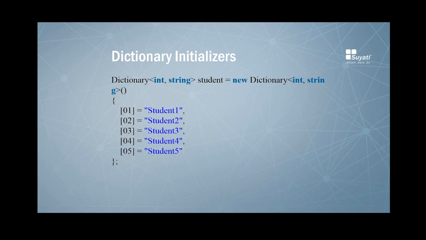The Microsoft compiler team decided to change this and make it more readable with the following format. This new format will only save a few keystrokes, but it is much easier to read. Here in this example, we can see I am assigning the strings student 1, student 2, student 3 to the 01, 02, 03 keys.